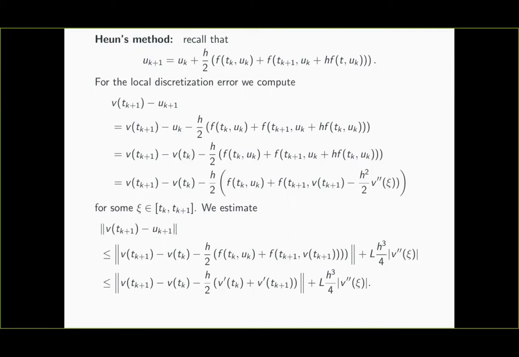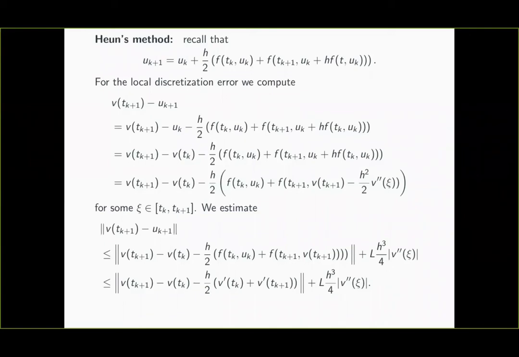Taking norms and applying the triangle inequality and the continuity condition of f, we get that the norm of the local discretization error is bounded from above by the norm of v(tk+1) minus v(tk) minus h over 2 times f(tk, uk) plus f(tk+1, v(tk+1)). Okay, now we can use the differential equation. We can modify the first term. So we have the norm of v(tk+1) minus v(tk) minus h over 2 times v prime at tk plus v prime at tk+1.